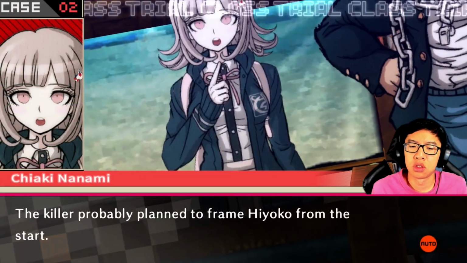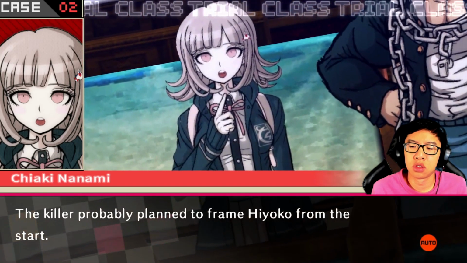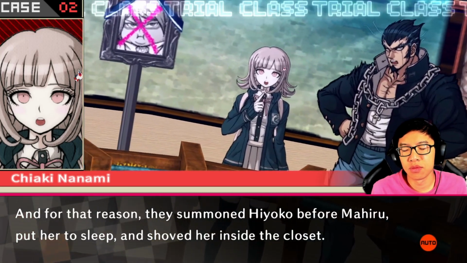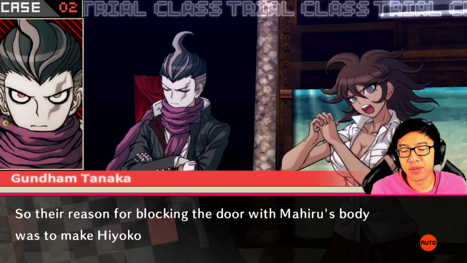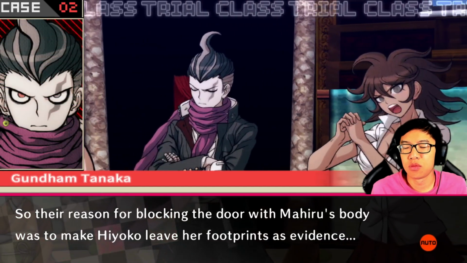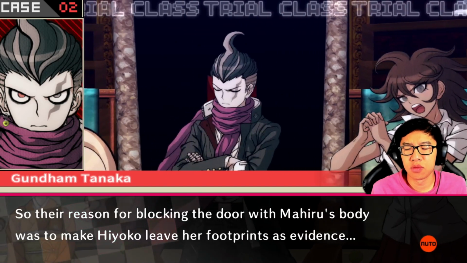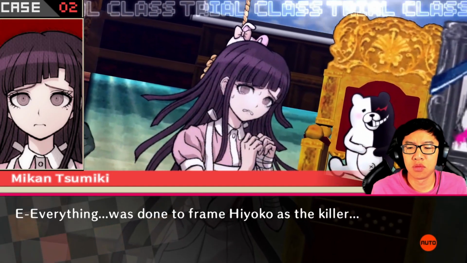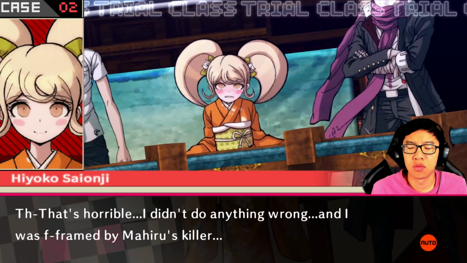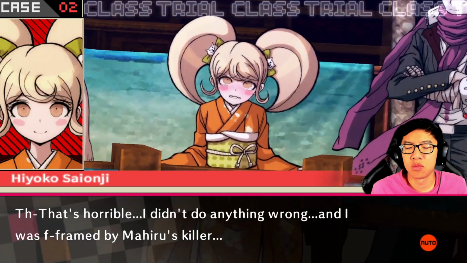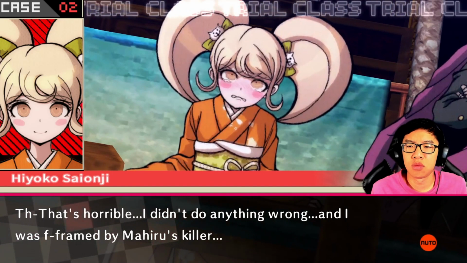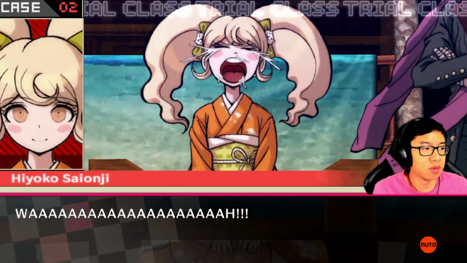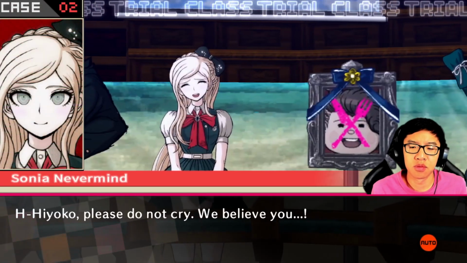The killer probably planned to frame Hiyoko from the start. And for that reason, they summoned Hiyoko before Mahiru, put her to sleep, and shoved her inside the closet. Yeah. So their reason for blocking the door with Mahiru's body was to make Hiyoko leave her footprints as evidence. Everything was done to frame Hiyoko as the killer. That's horrible! I didn't do anything wrong, and I was framed by Mahiru's killer! Hiyoko, please do not cry.